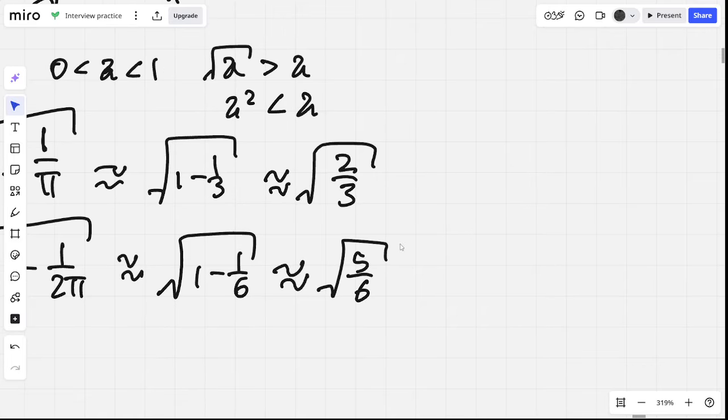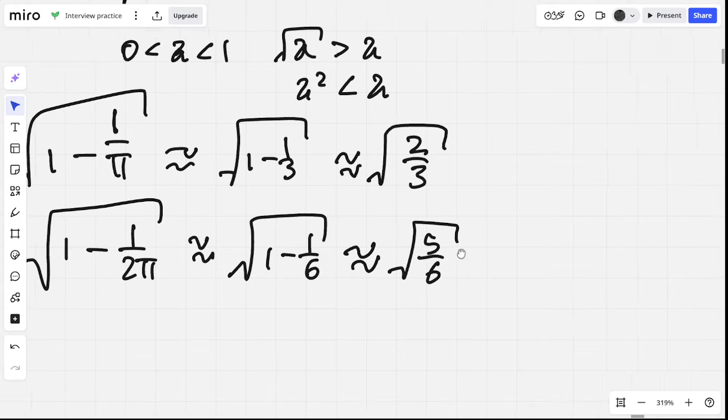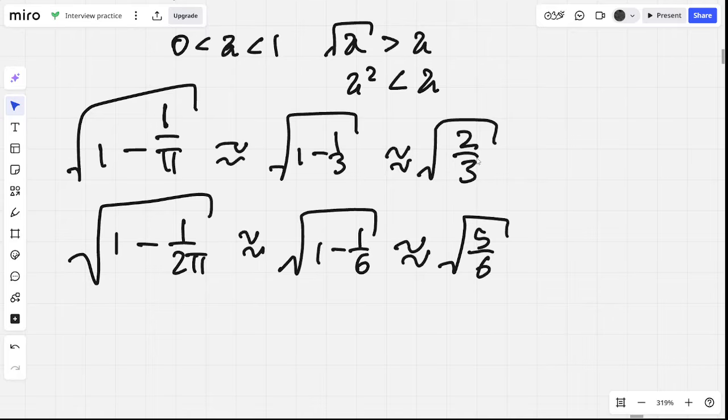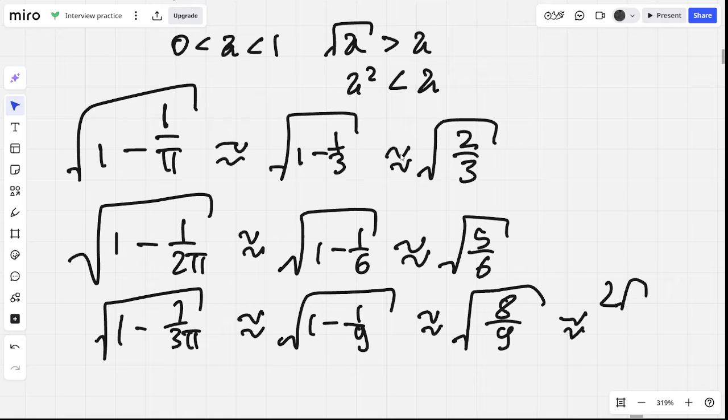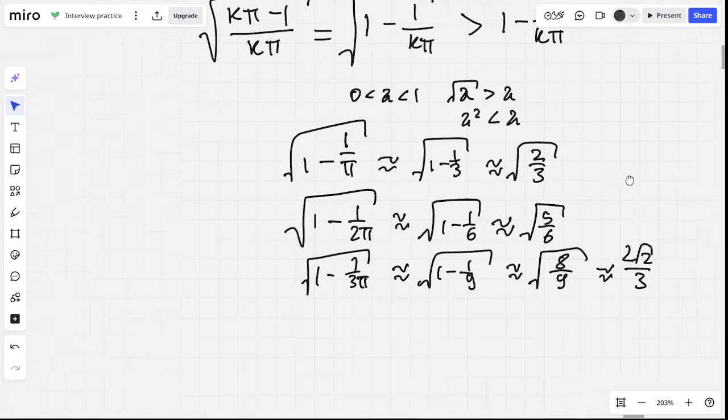Are there nicer numbers I can use? Okay. What minus a third? No, not minus a third. Can I do this? Well, if I try 1 minus 1 over 3 pi, I have 1 minus 1 over 9, which is 8 over 9, which is 2 over 3. And 2 over 3 is larger than this. Okay, so progress.